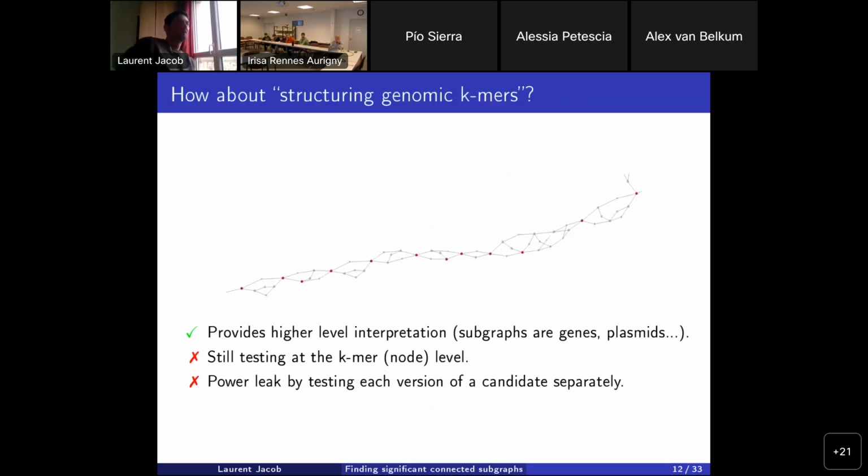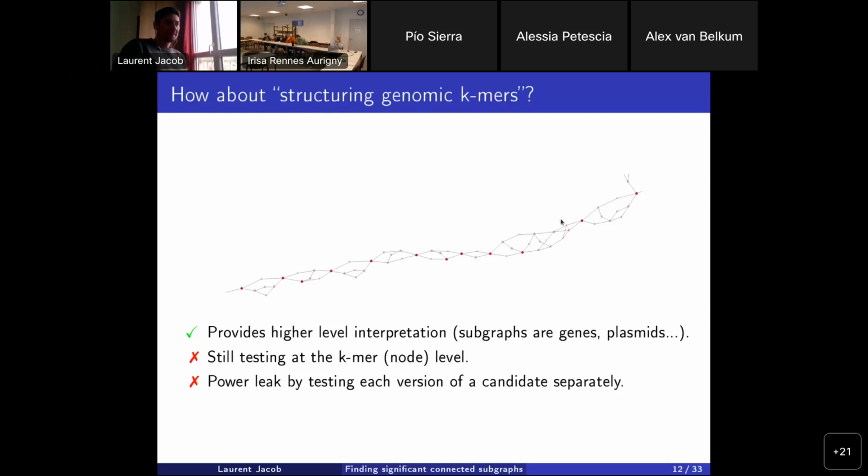But if we circle back to my original argument or promise, I said we're going to use the de Bruijn graph to structure the genomic k-mers. How did we really do that? So we did it in some sense, because the graphs that we obtain provide a higher level interpretation, right? I said with some training, you will see that these kind of almost linear subgraphs are genes or plasmids.